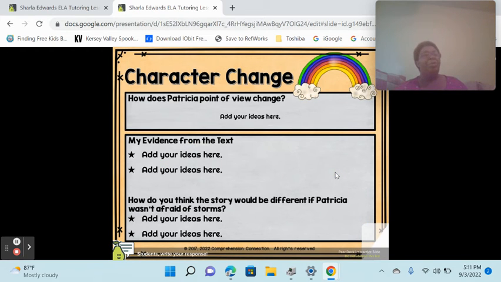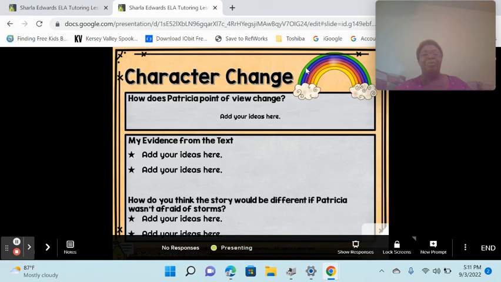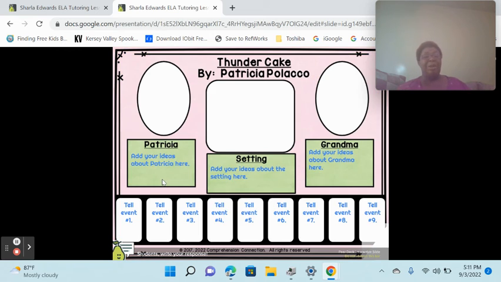And then we're going to look at Patricia from the start of the book and from the end of the book. Is Patricia still afraid? What stopped her from being afraid? What did grandmother do to help her? So, one thing we're going to do, we're going to put here about her being afraid, and then how it changed at the end till she wasn't afraid. And then we've got to write the parts in the book that told us why she was no longer afraid and why she was afraid in the beginning.